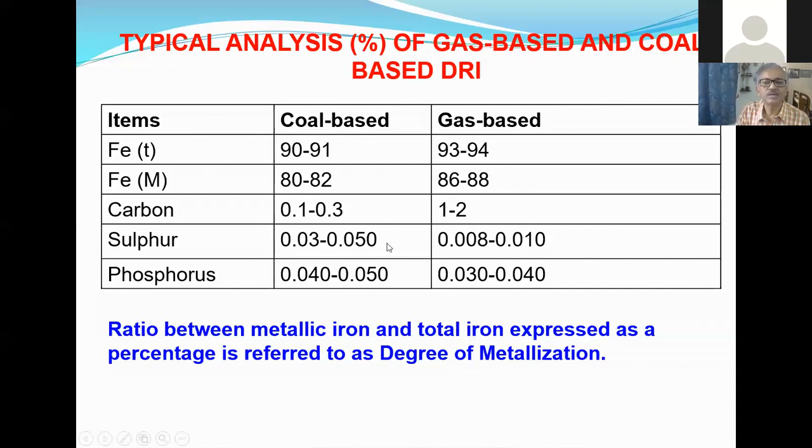And sulfur, in the case of the coal-based, is obviously a little higher because in the coal-based process the iron ore remains in close contact with the coal, and from the coal ash the sulfur goes into the iron. But in the case of the gas-based process, it is the reformed gas, so there is no source of sulfur. That's why the sulfur is less. In the case of phosphorus, it is more or less similar.